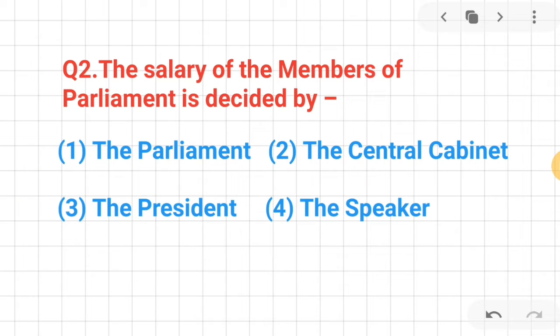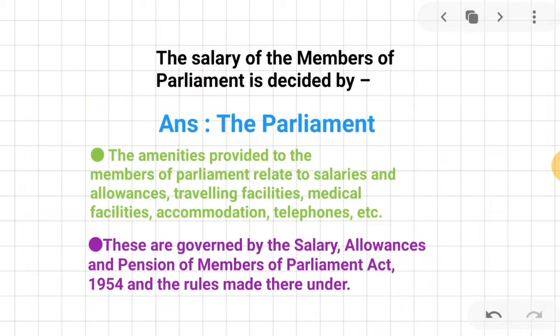Question number 2. The salary of the members of parliament is decided by the parliament, the central cabinet, the speaker, or the president. The correct answer is parliament. Remember that the amenities provided to the members of the parliament relate to the salaries and allowances, traveling facility, medical facilities, accommodation, telephone, etc.